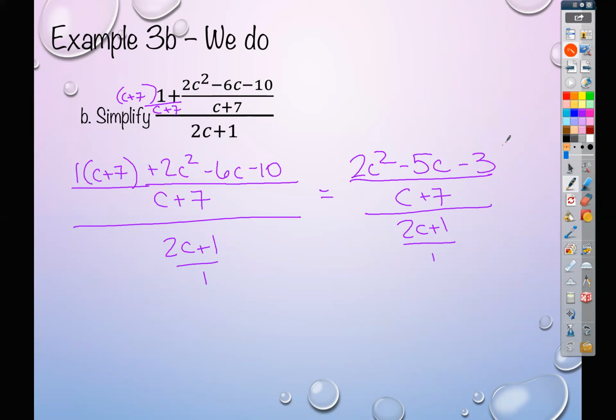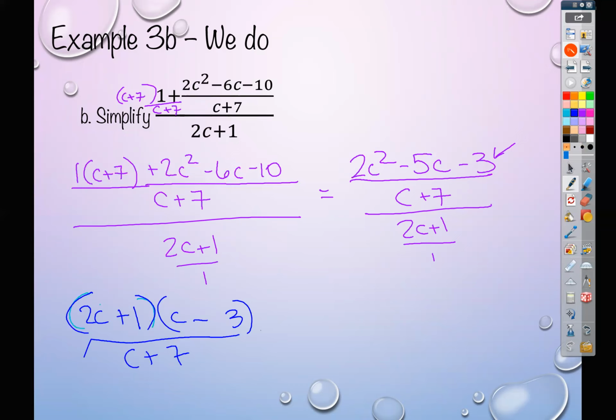So now I'm going to factor this numerator, okay? All right, let's do that again. What times what gives me 2c squared? 2c times c. What times what gives me 3? 1 and 3. And then that would give me 1 minus 6c, which would give me 5c over c plus 7. Now I'm going to multiply by the reciprocal, so times 1 over 2c plus 1. When I do that, my 2c plus 1's will cancel, and all I'm left with is c minus 3 over c plus 7.